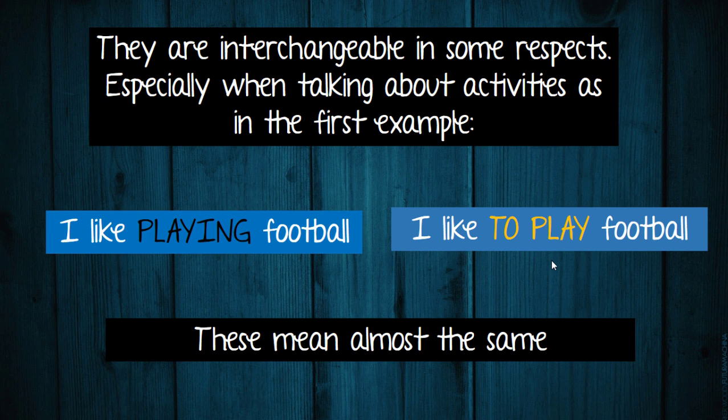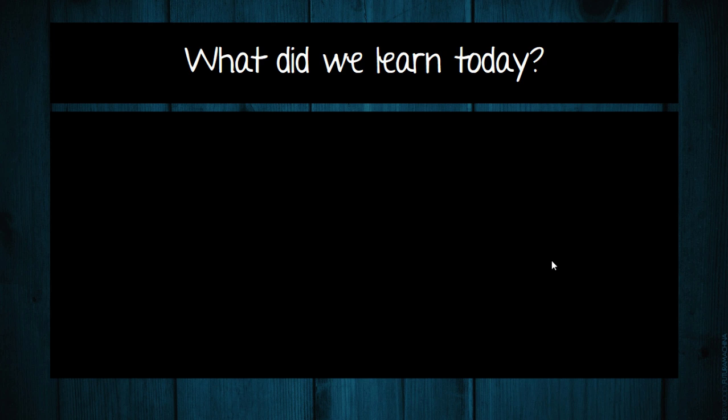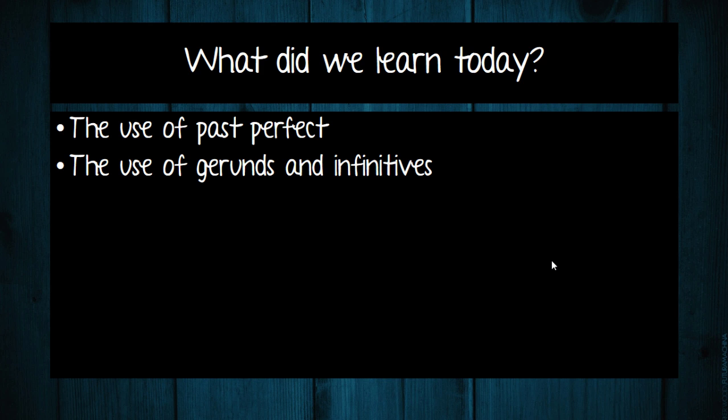Alright? Fine. So, what did we learn today? Today we learned the use of past perfect. We practiced some examples and we see the structure. Affirmative, negative, and interrogative form. And we also learned the use of gerunds and infinitives. Alright, we learned when do we use them, that they are interchangeable with some examples and all that.